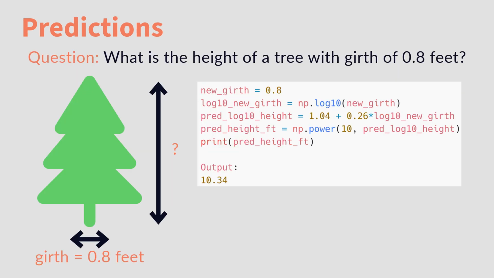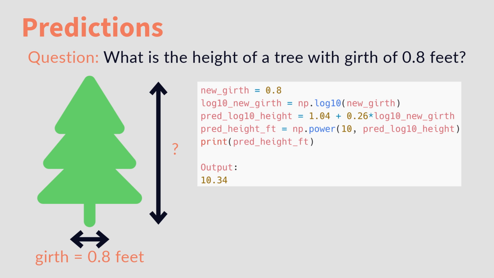Now it's time to make some predictions. Let's say we went into the field and measured the girth of a conifer tree to be 0.8 feet. Can we predict its height? To predict its height, we need to use our model's intercept and slope.